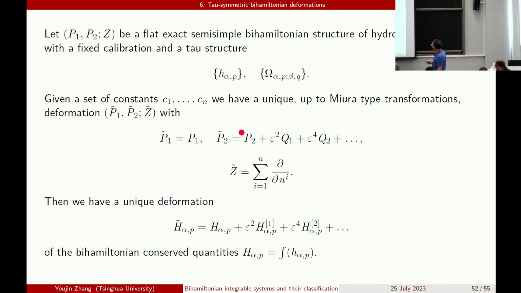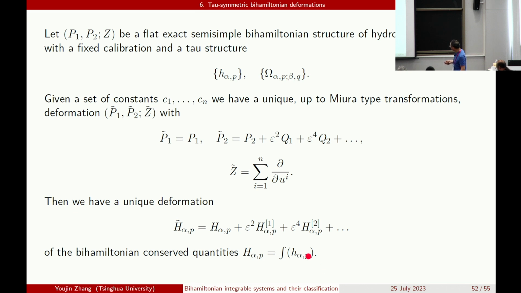Then it turns out that this constancy of the central invariants also guarantees that our deformation possesses tau functions. So this is the theorem: if we start from a flat exact semisimple bihamiltonian structure of hydrodynamic type, and we have a calibration, and so we have a principal hierarchy, then if we choose constant central invariants, we also have a deformation of this bihamiltonian structure, which still possesses a flat exact structure.